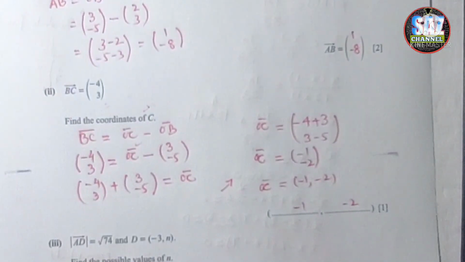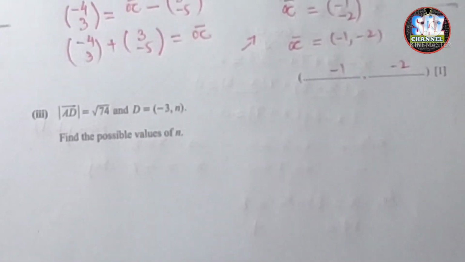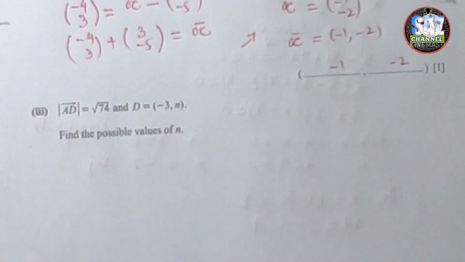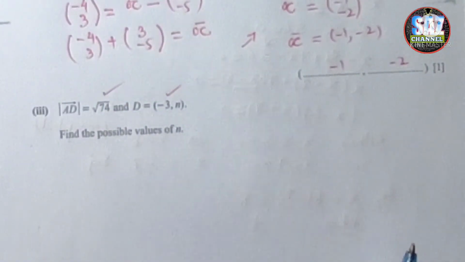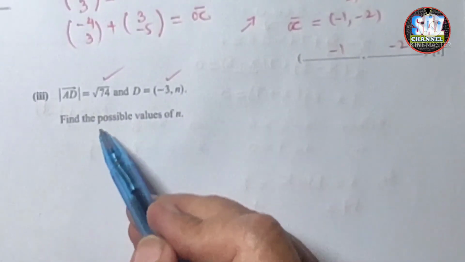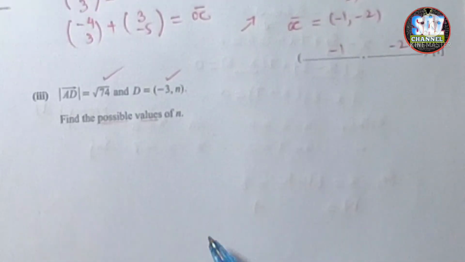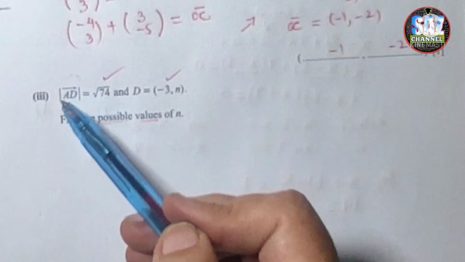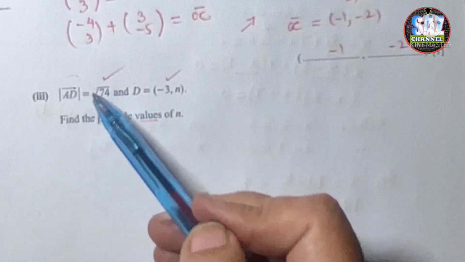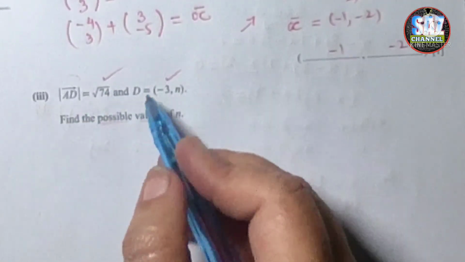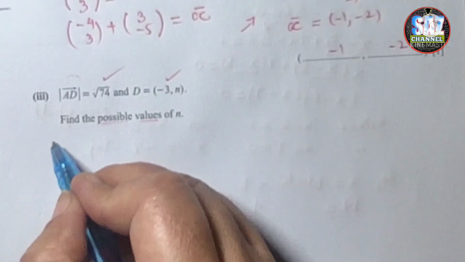Moving to the next part, and the next part says that AD, distance or length or magnitude, equals root 74, and D has the coordinates (-3, n), and we have to find the possible values of n. Here the important thing is that we have to understand why he is writing possible values of n. So if we look at the question and information, he's talking about AD, and the answer of AD, the distance or length, is root 74. So first of all, we have to find the distance AD and the column vector AD.